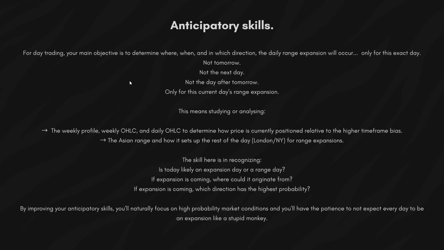The purpose of this chapter is to plant this idea in your mind: your main objective as a day trader is only to determine where, when, and in which direction the daily range expansion will occur, only for this exact day that you're trading. Not tomorrow, not the next day, not the day after tomorrow. Your main objective is not to predict where the market will be tomorrow or what next week's candle will look like. Your job is singular.